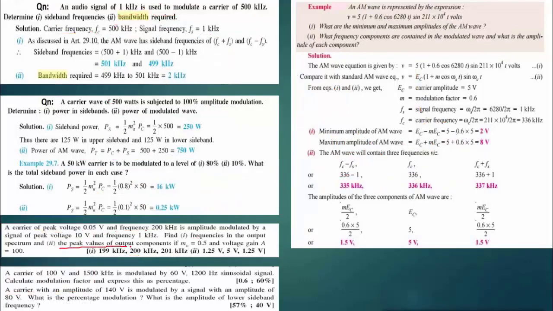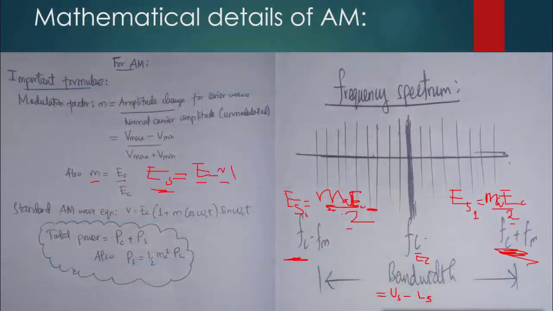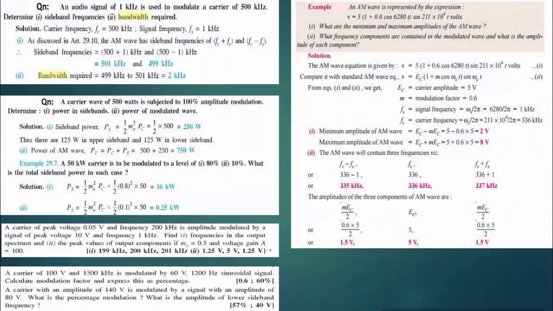Next, find the peak values of the output components if the modulation factor is 0.5 and the voltage gain A is 100. As I said, the peak value for each sideband is given by MA times EC divided by 2, as I explained there. So this time we have MA as 0.5 and EC as 0.05. So MA, 0.5, times EC, 0.05, divided by 2, we get 0.0125.